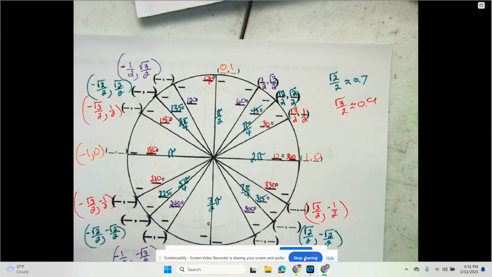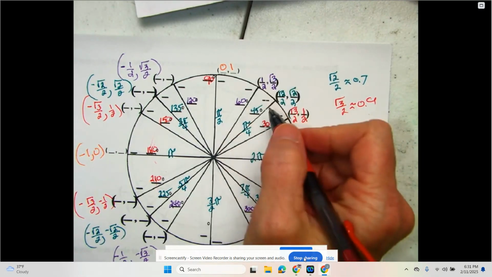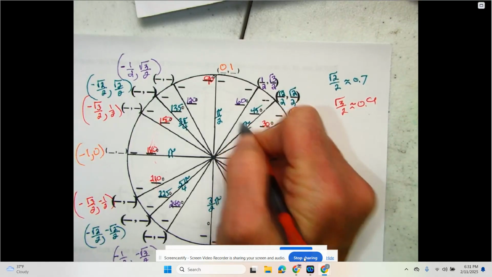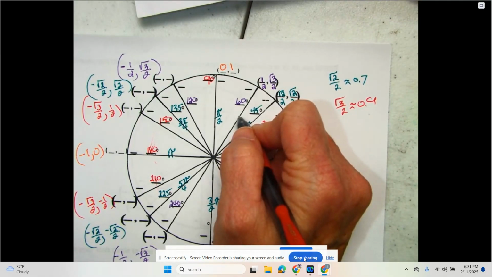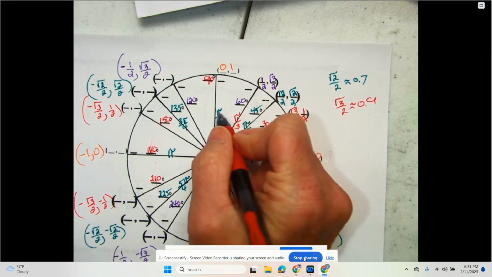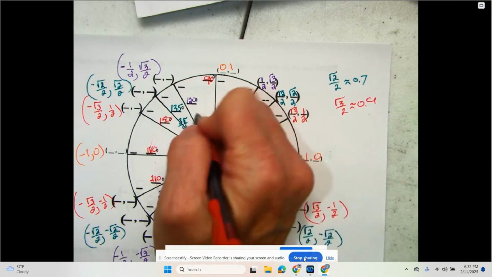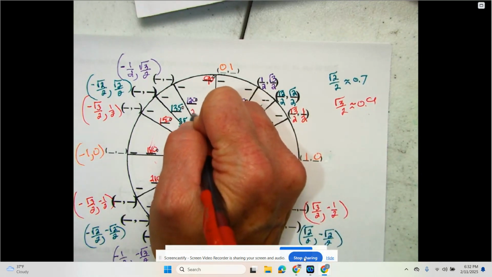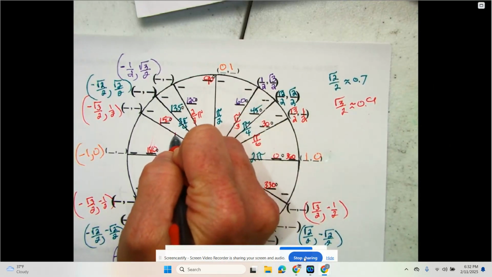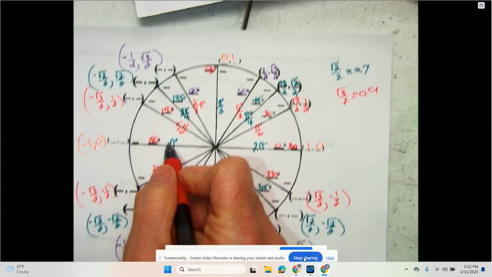Now let's do the 30 degrees. This is 1/6. I'll just do those in red. This is 1/6. 2/6. 2/6 reduces to pi over 3. 1/6, 2/6, 3/6, which reduces to 1/2. 1/6, 2/6, 3/6, 4/6. 4/6 reduces to 2/3. 5/6. 6/6 reduces to pi.